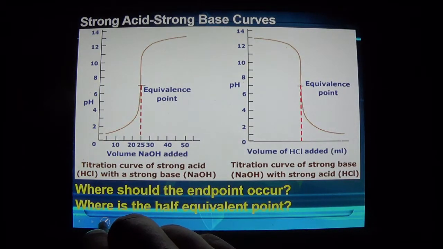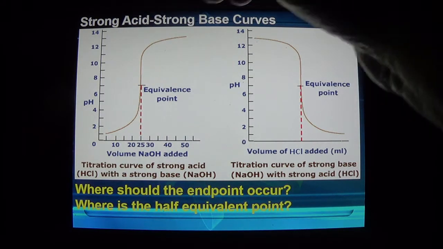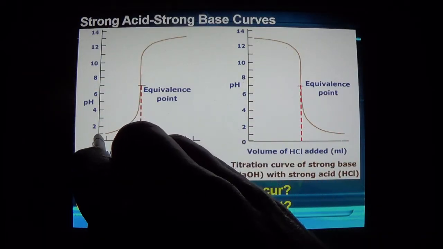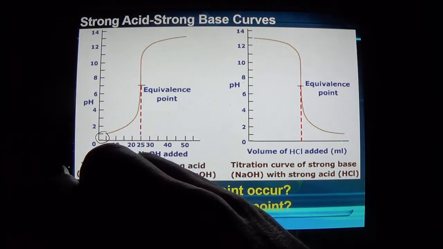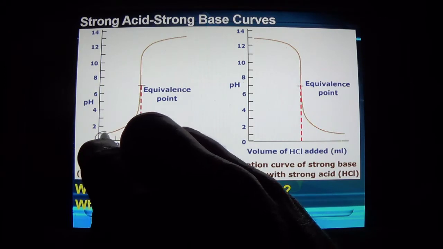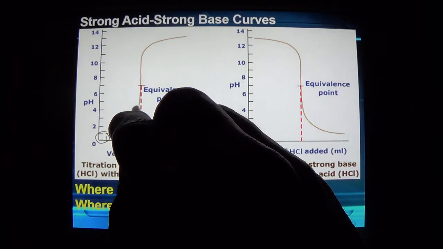Now let's look at some graphs and analyze them. This is a graph for a strong acid, strong base. It should look this way. Now there's two versions. So which is which? Well, check this out. If I'm starting way down here at 1, I'm starting with strong acid, which means strong acid is in my flask, and I'm dropping in the strong base.